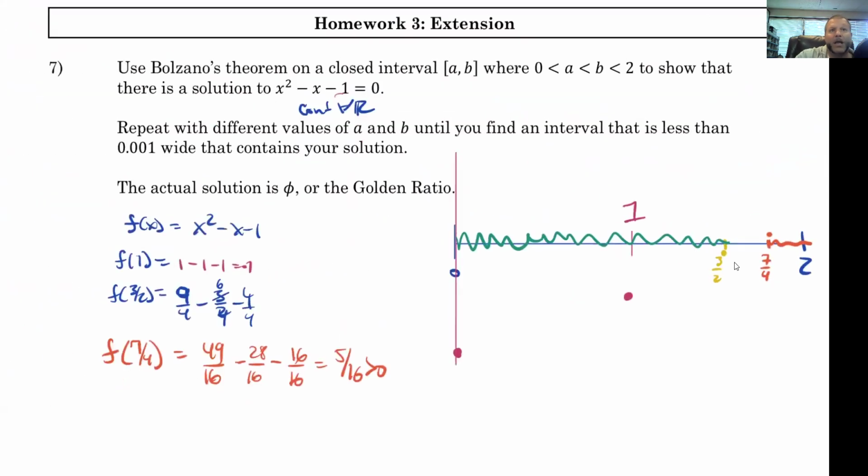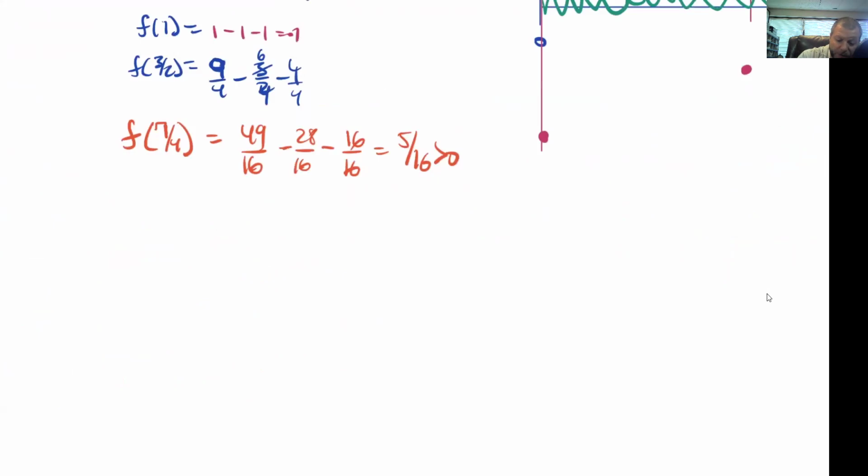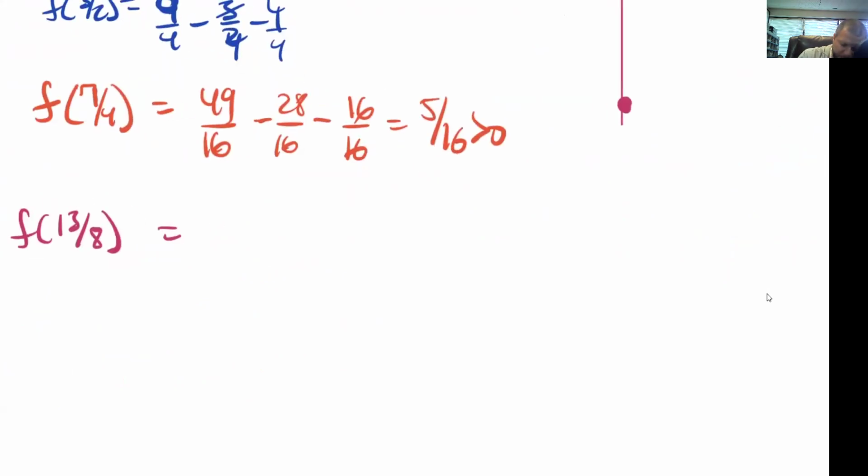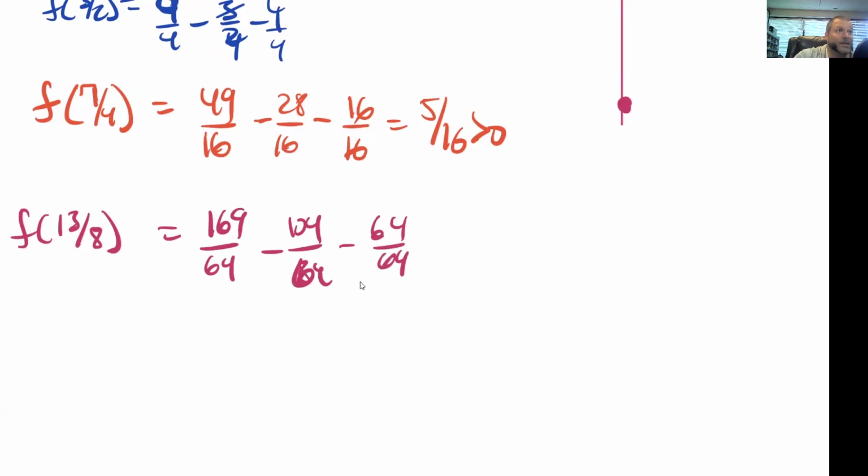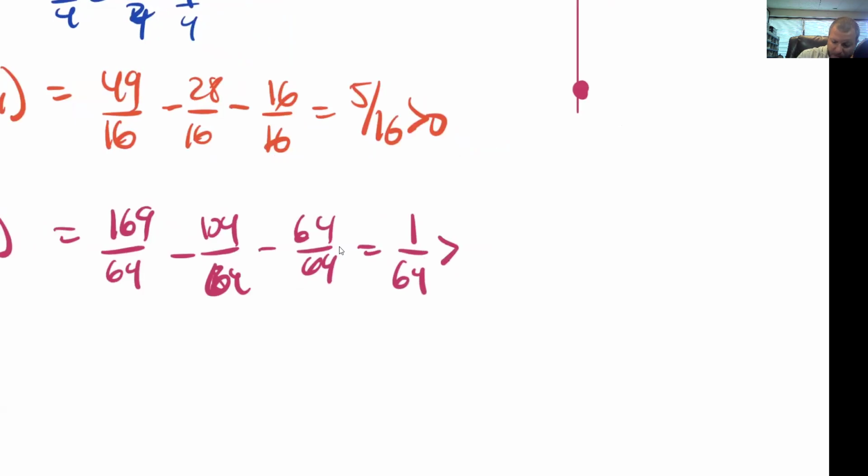Then I could choose some value in between those. So this is 6 over 4 and 7 over 4. If I average those, I would get 13 over 8, which would be a good next value to choose. If I square 13 over 8, I'm going to get 169 over 64 minus 13 over 8. I'm going to write that as a fraction: 8 times 13 is 104, so that's 104 over 64, minus 64 over 64. So this is going to be 1 over 64, which is a positive number.